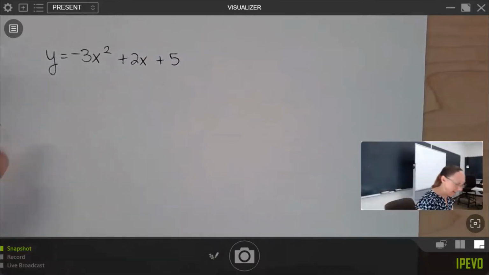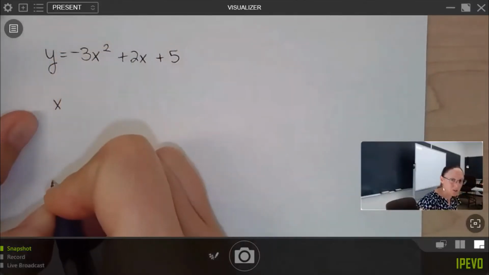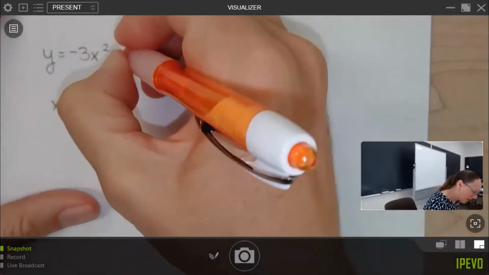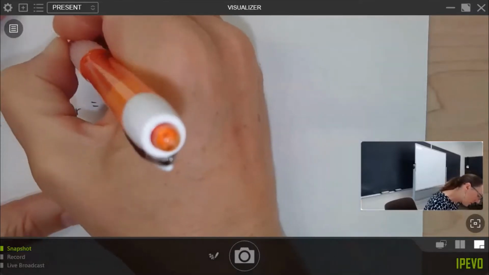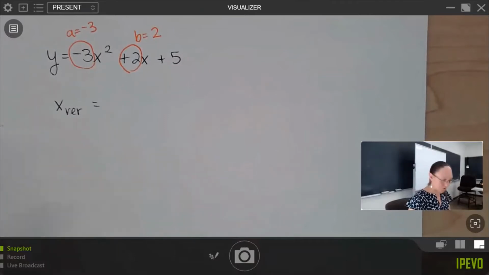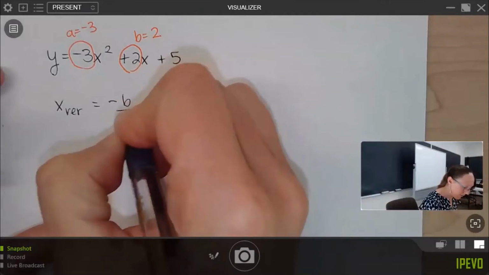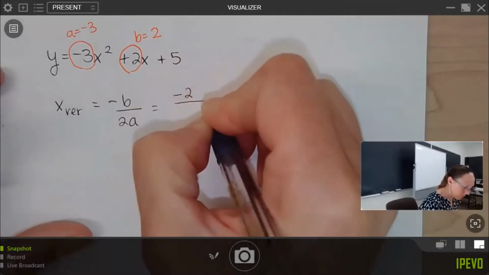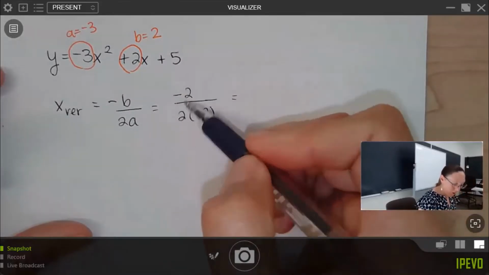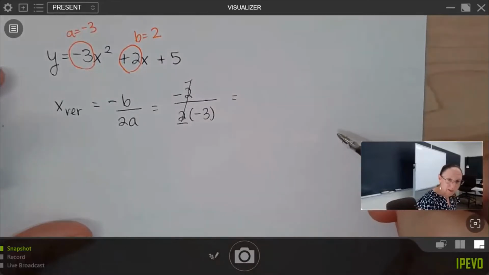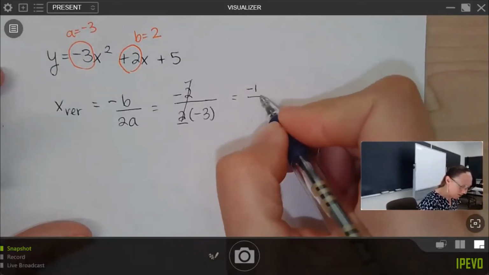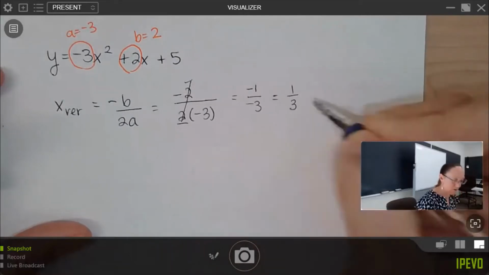So I'm going to look at this and say, if I need to find the vertex, I am going with negative b over 2a. Here's my b, here's my a. B is positive 2, a is negative 3. So negative b over 2a is going to look like negative 2 over 2 times negative 3. You're welcome to cross out those 2's if you like, as long as you remember that that's going to leave us a negative 1 on the top. So I'd have negative 1 over negative 3, or positive 1/3.